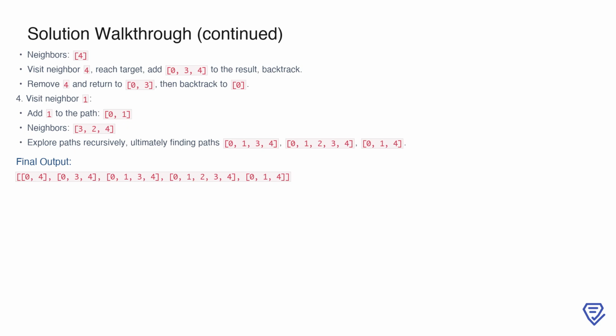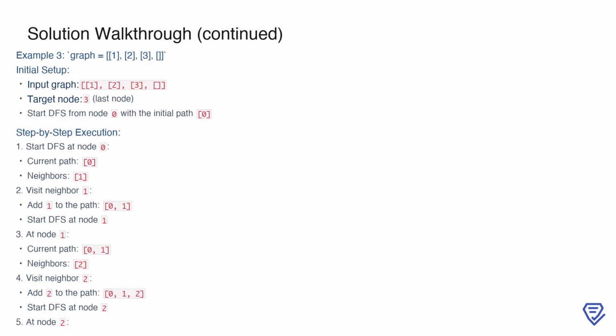When all possibilities have been explored, the final output for this graph is 0, 4, 0, 3, 4, 0, 1, 3, 4, 0, 1, 2, 3, 4, 0, 1, 4. Now let's look at a simpler example with the graph 1, 2, 3.